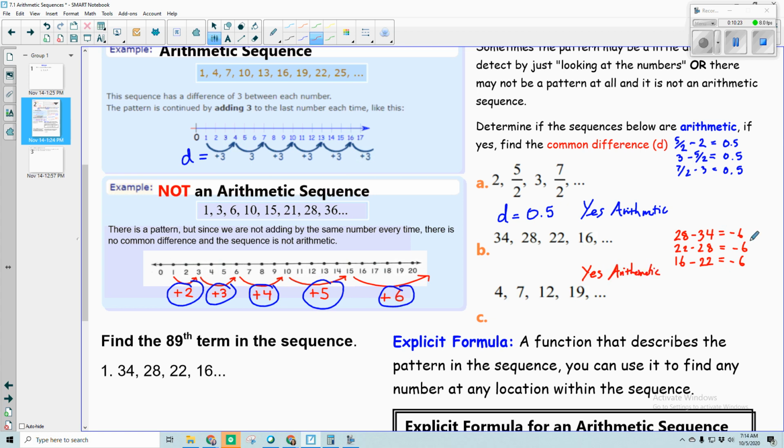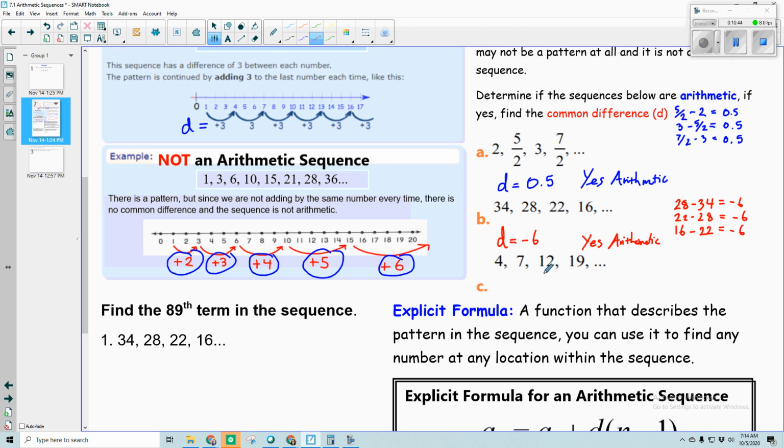Notice I have a negative number this time. So that means every time in this particular sequence, I'm subtracting 6 to get from one number to the next, okay? Instead of adding, now I'm subtracting. So my D is going to be a negative number, so D is negative 6.